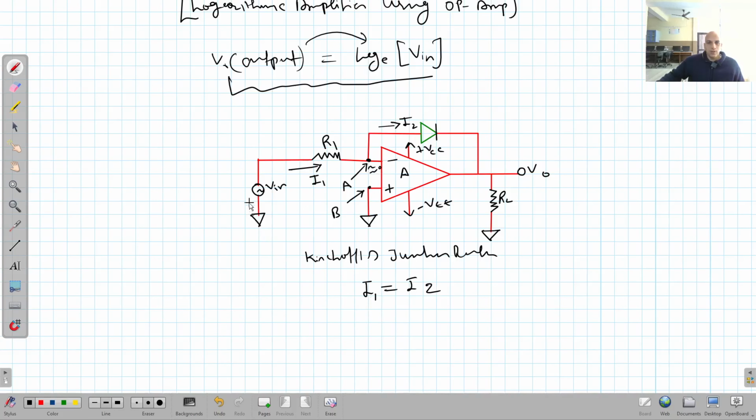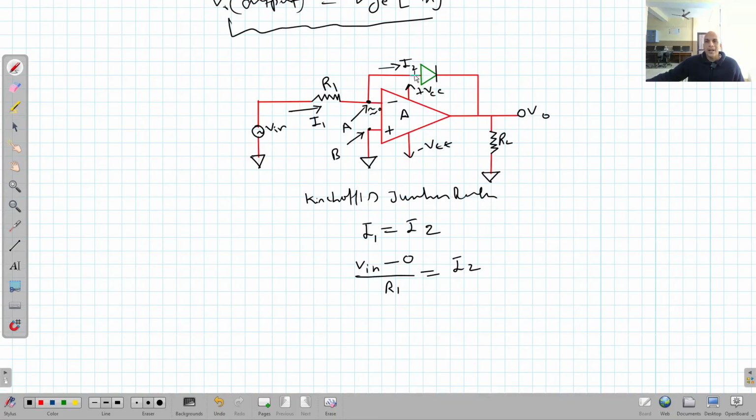So what is I1? Now if I write it in terms of voltages, then it is V in minus, what is the voltage here? What is the potential here? Here it is 0, so here it should be 0. We have explained it in the earlier lectures. So V in minus 0 divided by R1, that is equal to I2. Or in place of I2, I am writing IF, to make it the forward current of a PN junction diode. Let's use IF subscript, that will be the forward current of a PN junction diode.